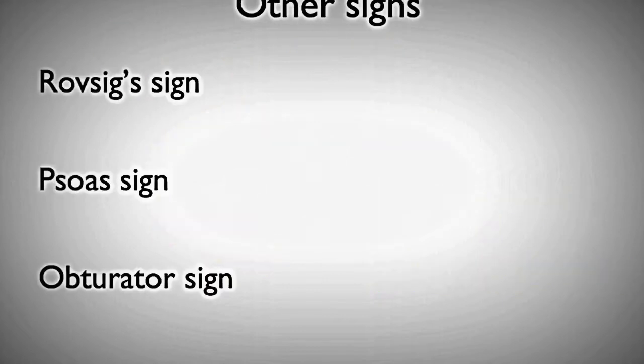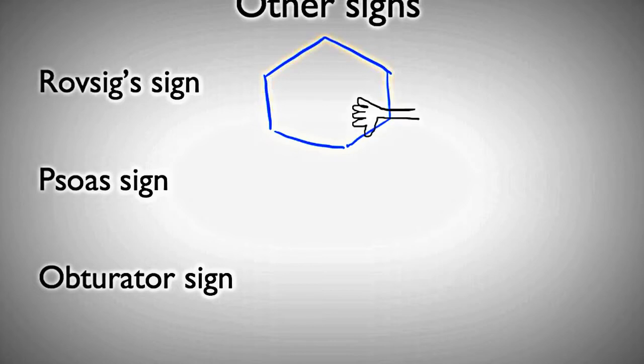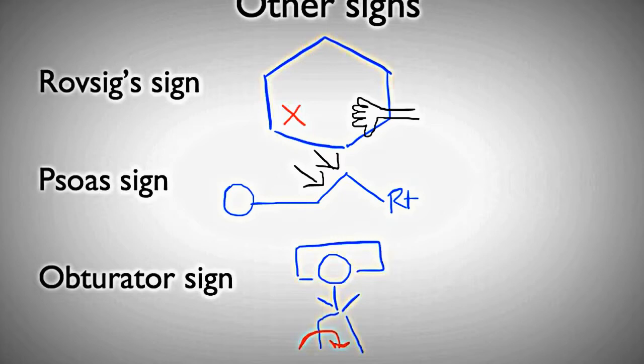There are also other signs that might help us as well. The first one is Rovsing's sign. That is when you palpate the left lower quadrant, and the patient has pain in the right lower quadrant. Psoas sign is pain with either passive extension or active flexion of the right hip against some sort of resistance. So it could be your hand pushing against the right hip flexing. That can signify a retrocecal appendicitis. An obturator sign is pain with passive internal rotation of the right hip. That can signify a pelvic appendicitis.